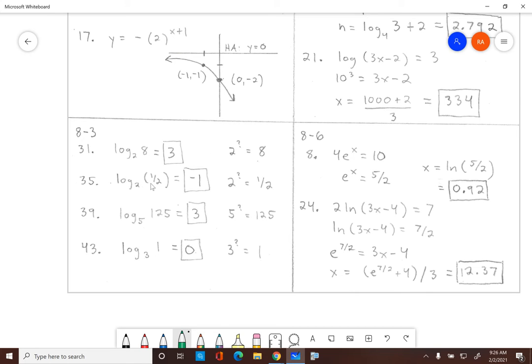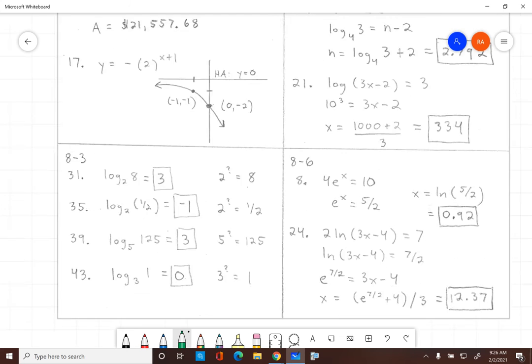What exponent turns a 2 into 1/2? This is asking 2 to the what equals 1/2? Well, that's got to be -1 in order to flip the 2. 2 to the -1 is equal to 1 over 2 to the 1. What exponent turns a 5 into a 125? 5 to the what equals 125? That's 5 cubed. 3 to the what equals 1? That's 3 to the 0 equals 1. So the answer is 0.